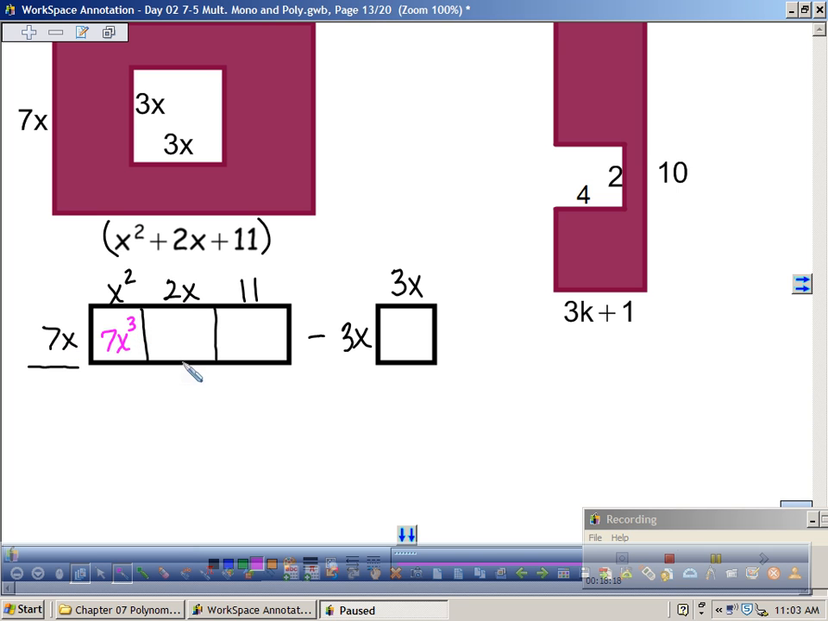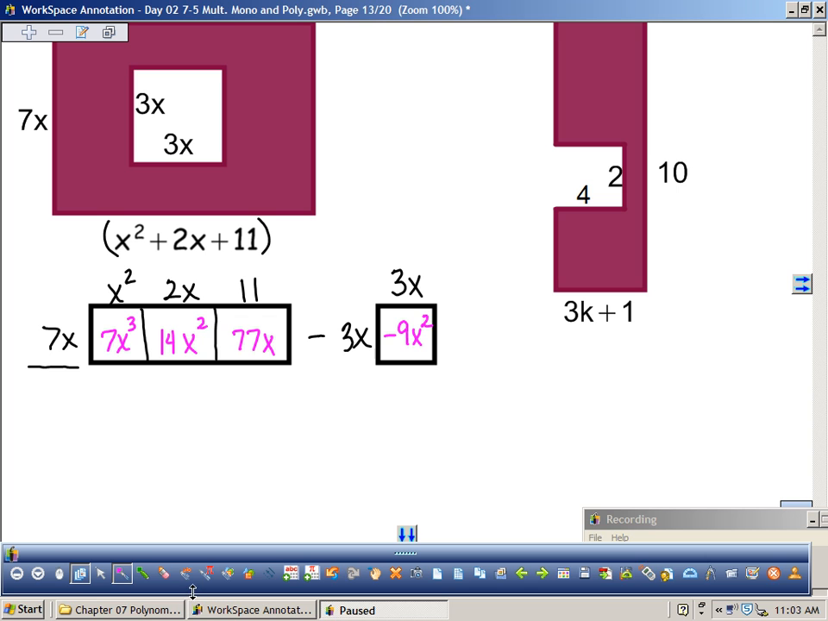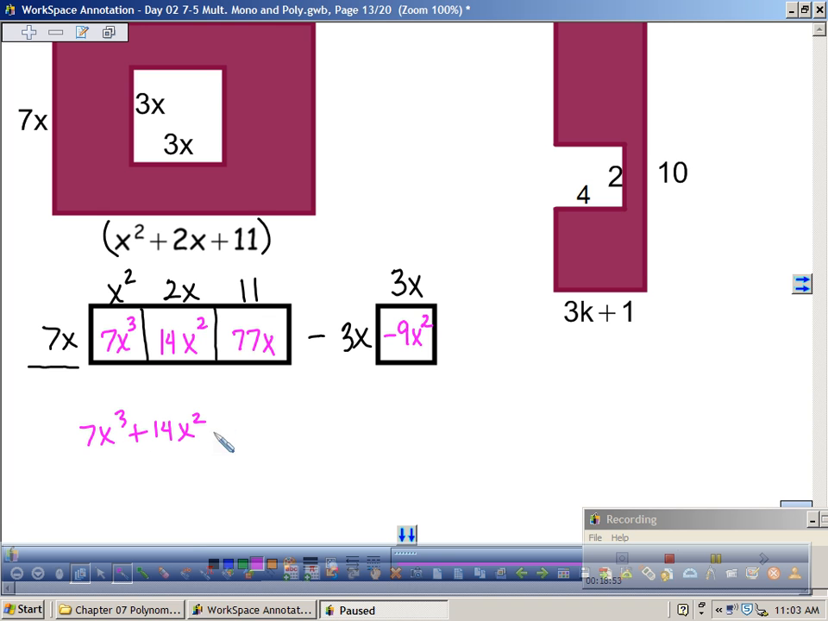And 7x times 2x is 14x to the what power? Second power. And 7x times 11 is 77x. And over here I have a negative 3x times 3x is negative 9x squared. With me so far? All right, Christian, what am I going to do with all this? 7x cubed plus 14x squared plus 77x. I've got another one over here, negative 9x squared.